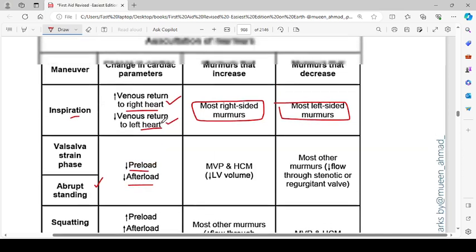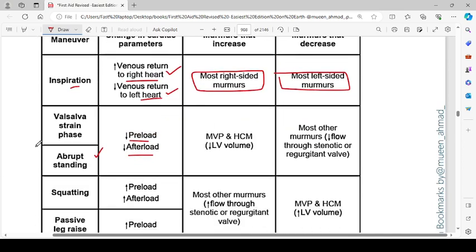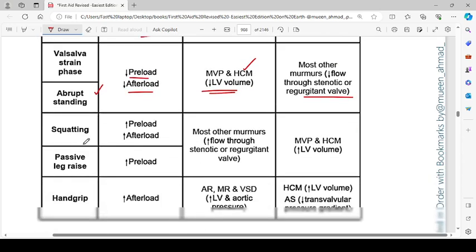Maybe. So in these, by the way, Valsalva strain phase and abrupt standing both cause an increase in the mitral valve collapse and hypertrophic cardiomyopathy murmurs because low ventricular volume and small chamber size is present. Most other murmurs will be decreased, like decreased flow through the stenotic or regurgitant valve.